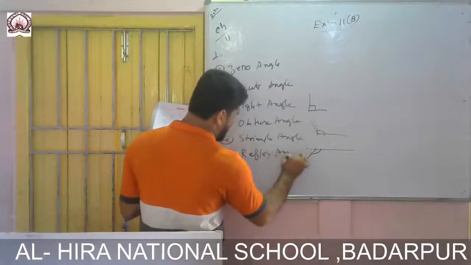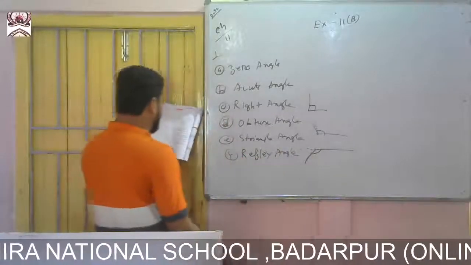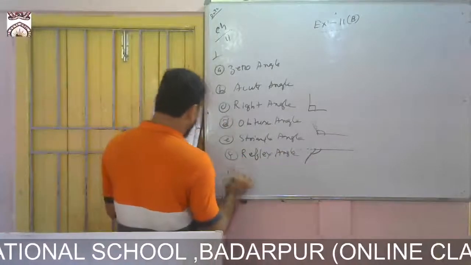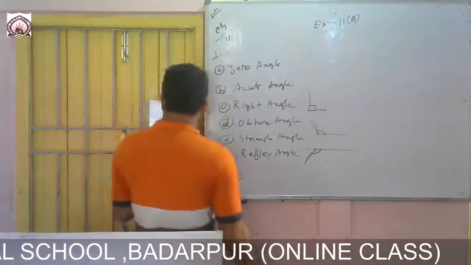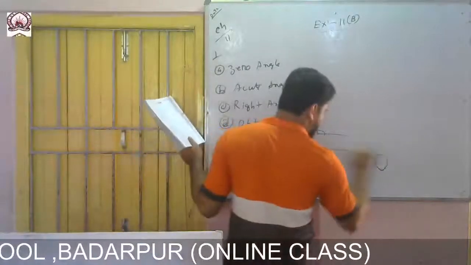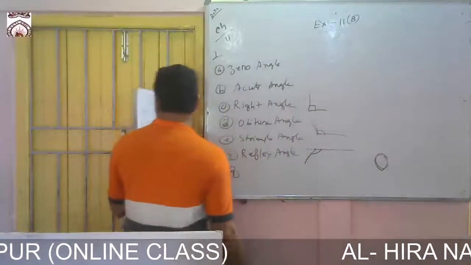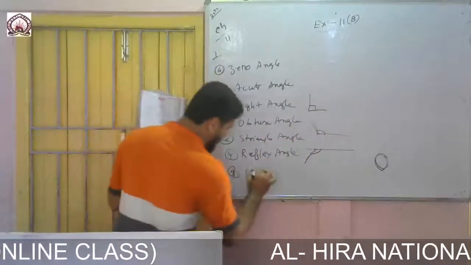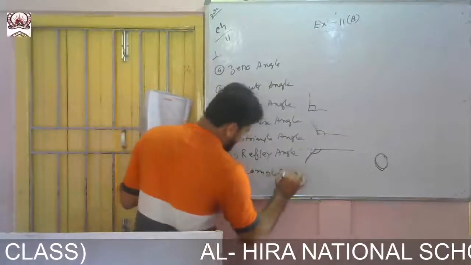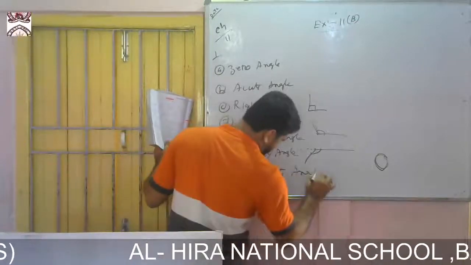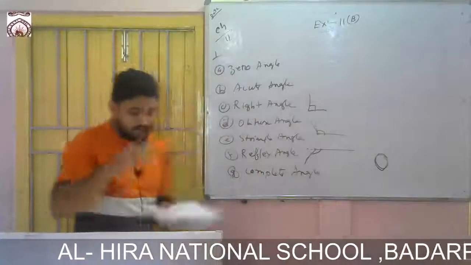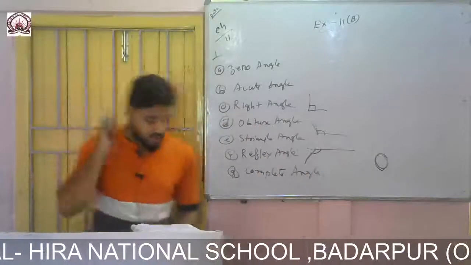Reflex angle. Now come to question number G. G is like this. If I start from there, it completes one rotation. So it is a complete angle. So whatever I have discussed, those are the questions given. Now come to question number 2.